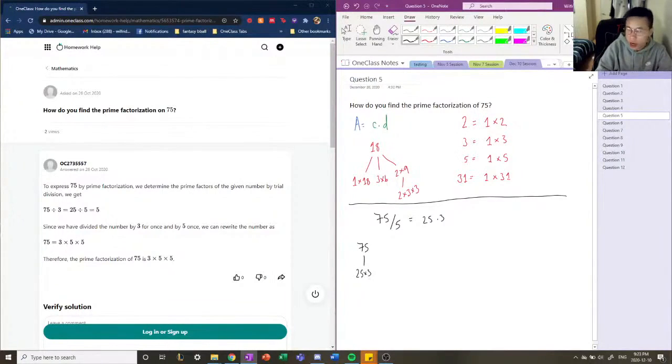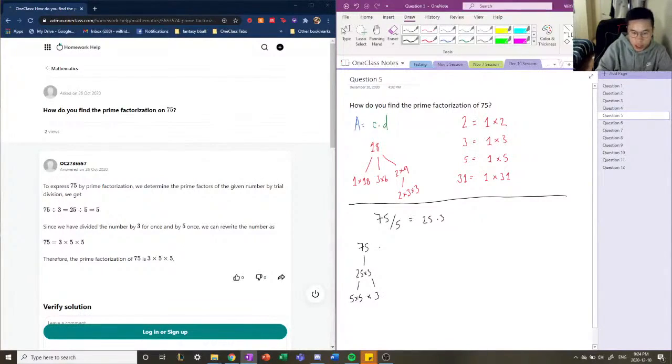Now, are these the prime factors of 75? No, because 25 is still divisible. It has factors of 1 and 25, and 5 and 5. So we're going to use that: 25 has a prime factorization of 5 and 5. Are these prime factors? Yes, because the only pair of factors that comprise 5 is 1 and 5. So we have found our prime factors, which are 5 times 5 times 3.